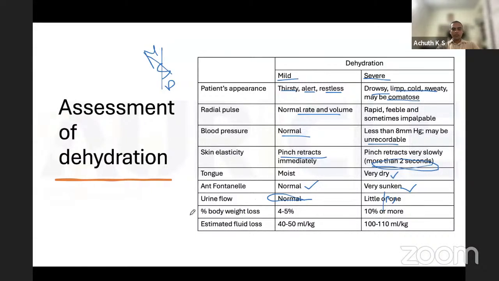And what you can estimate out of this is percentage of body weight loss and estimated fluid loss. Percentage of body weight loss is 4 to 5%, and it is 10%. How to remember the estimated fluid loss? Please add 0 to the next numbers and 1 more 0 here. It becomes 100 ml. This is 40 to 50 ml per kg, and it is 100 ml per kg. Please remember it in a simple way so that it will be easy to write in your exams.